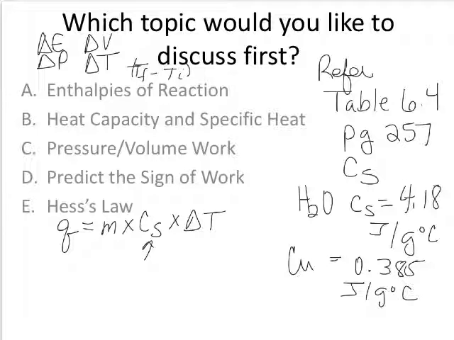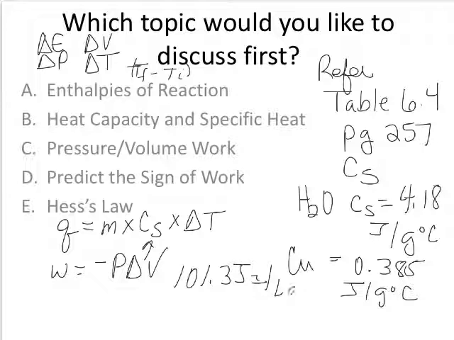The other formulas in this chapter are W equals negative P delta V. So you've got two state functions there: pressure and change of volume. You also need to know the conversion factor: 101.3 joules equals 1 liter times atmosphere. So you'll need to use that conversion.